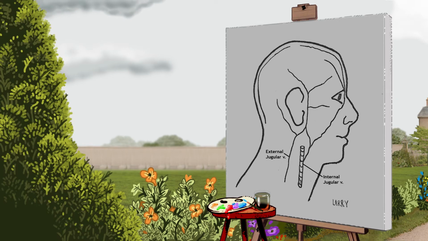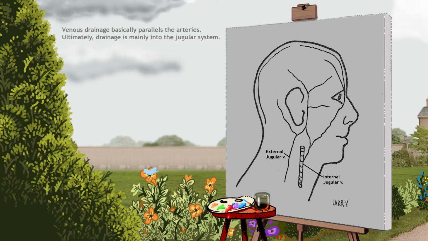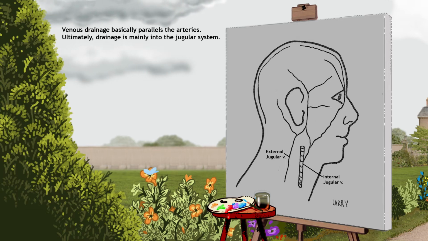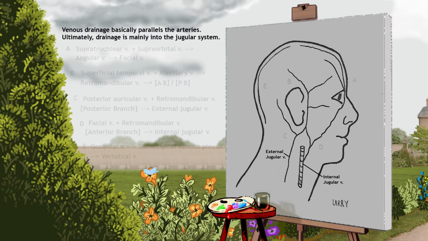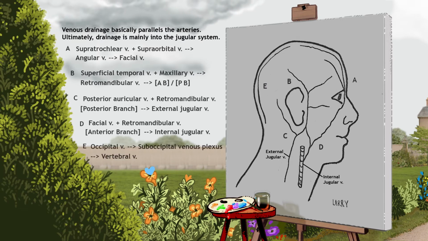This diagram gives you a simple diagrammatic breakdown of the main venous drainage pattern of the scalp and the face. Venous drainage, for the most part, basically parallels the arterial supply into the face and scalp. Ultimately, the larger part of that venous drainage is mostly into the jugular system, into both the internal and external jugular veins. Here we have 5 groups of veins, or 5 parts to this branching pattern, laid out as A, B, C, D, and E groups.